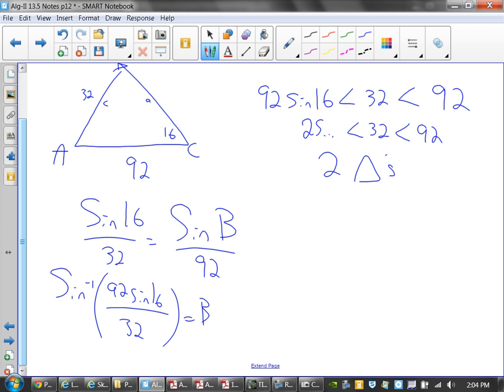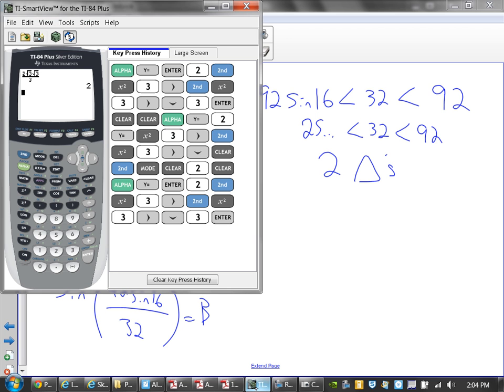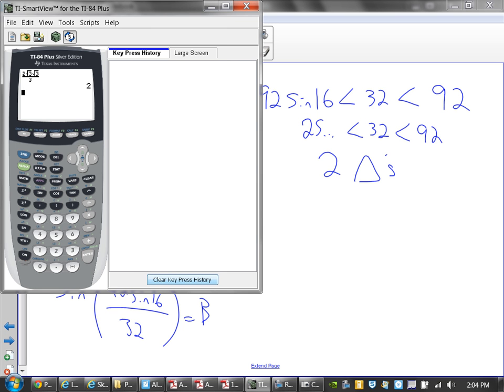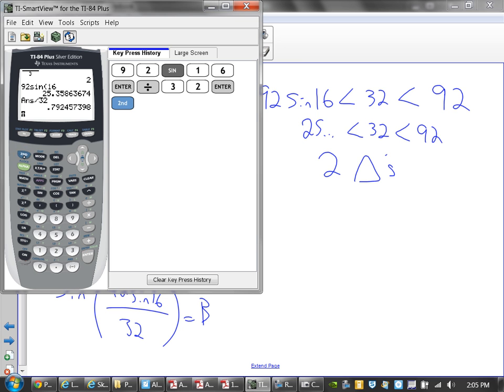52.41. If you're getting an error, you're doing it wrong. I'm not getting an error. Well, here's why. Are you in degree mode? Yeah. Okay. Now, when you type it in, do the following. 92 sine 16, hit enter. Divided by 32, hit enter. Then take the inverse sine of your answer, and there you go. Got it that time. Don't try to type it all in at once. If you're getting errors all the time, break it down into smaller parts.